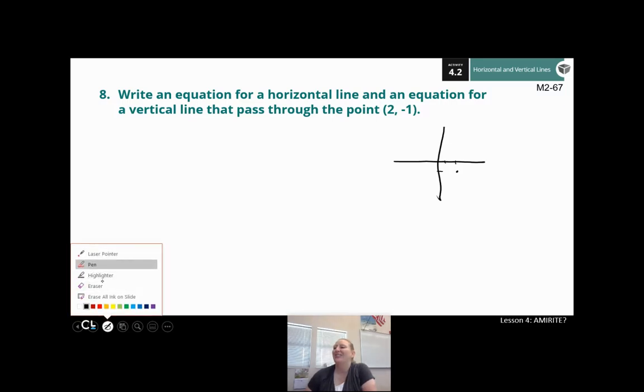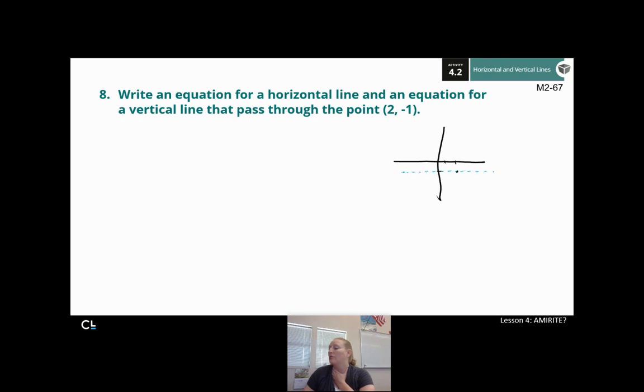All right, so we're asked for 2 things here. I'm going to use 2 different colors to help me out. We're asked for an equation for a horizontal line, so we'll start with a horizontal line that goes through this point. It looks like it hits my y-axis at -1, which makes sense. That's the y-coordinate up here. So for my horizontal line, it hits y equals -1. So I'm going to say the equation for my horizontal line is y equals -1. Yay! It is a constant function, it's horizontal, it has a 0 slope, all that good stuff.